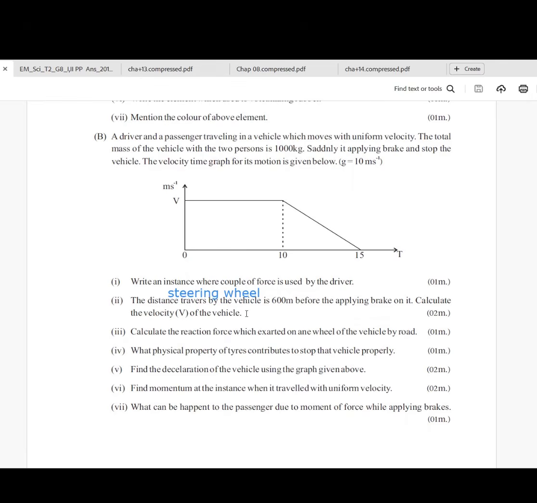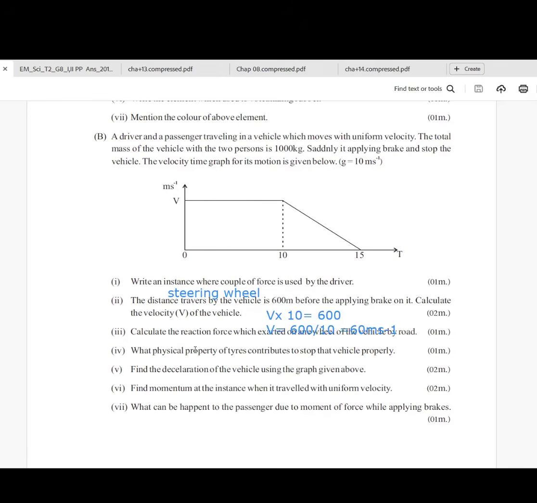The distance equals the area of this part of the graph. This part shows that it is moving with uniform velocity. So you have to take the area under this part to get the v value. Then we should multiply v with 10. It should equal 600 meters. Then v equals 600 divided by 10. Answer: 60 ms^-1.